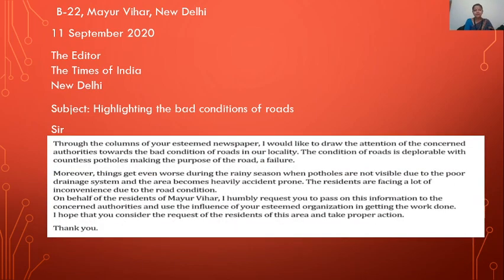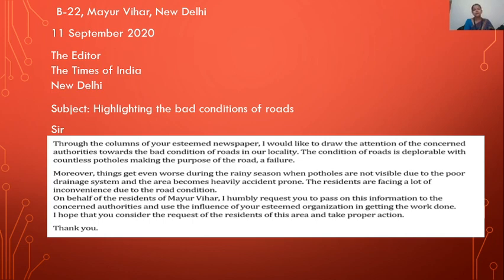Here again on my screen you can see that this letter carries three paragraphs. Clear? Now let's see the language. The letters that we write to the editors of the newspaper, we always start with the same line. Through the columns of your esteemed newspaper, I would like to draw the attention of the concerned authorities toward the bad condition of roads in our locality.